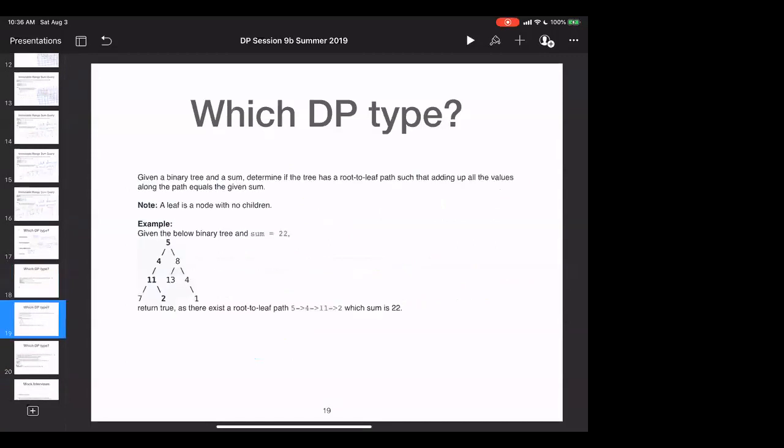Okay, another one. Given a binary tree and a sum, determine if the tree has a root to leaf path such that adding up all the values along the path equals the given sum. A leaf is a node with no children. So given the below binary tree, the sum is equal to 22. Is there a path, that's the question we want to answer, that will be the sum 22? And there happens to be a path 5, 4, 11, 2. And so you return true from the function.